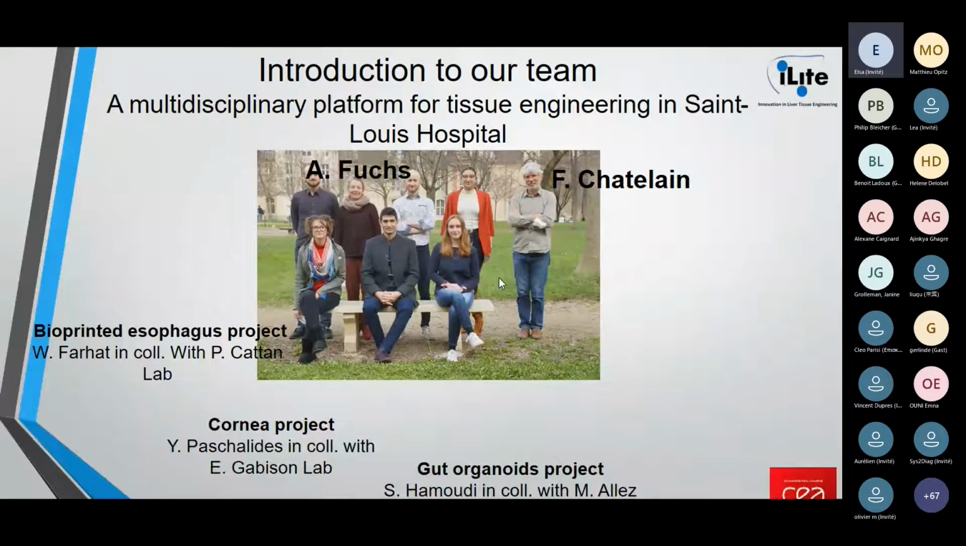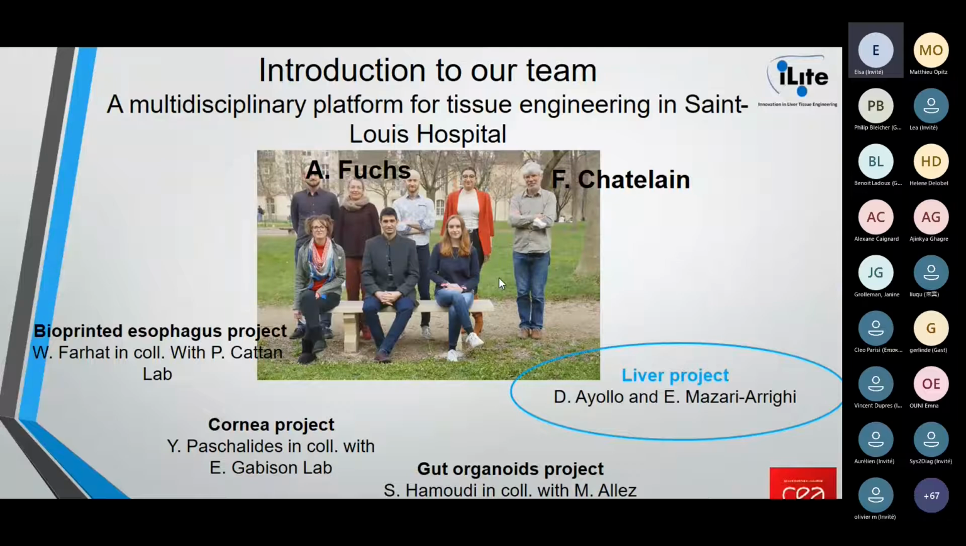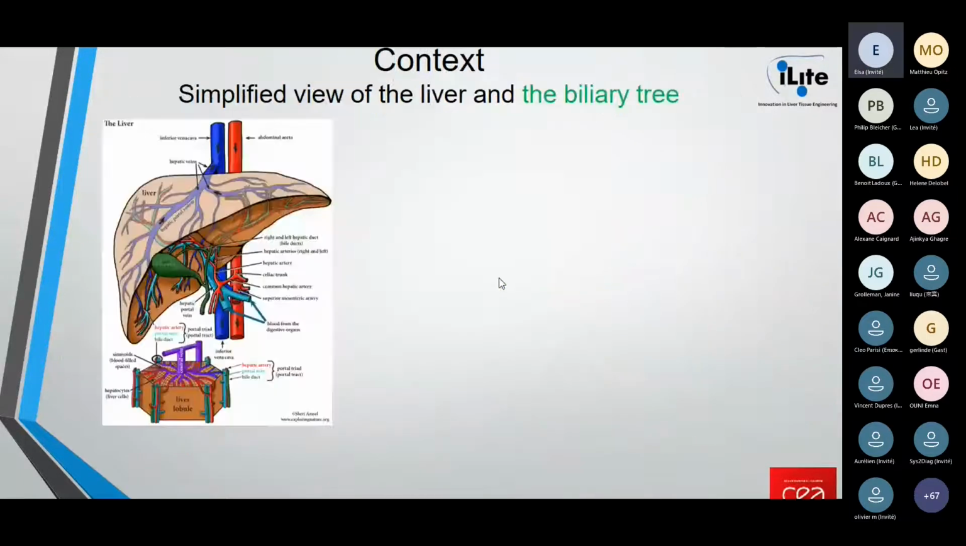Wissam was working on a bioprinted esophagus in the project with Pierre Catanlab. We also have a PhD student named Yanis who is working on the cornea project, and a PhD student named Sarah who is working on gut organoids. Today, I will talk more about my project with Dimitri, which focuses on the liver. So let's start with the liver project.